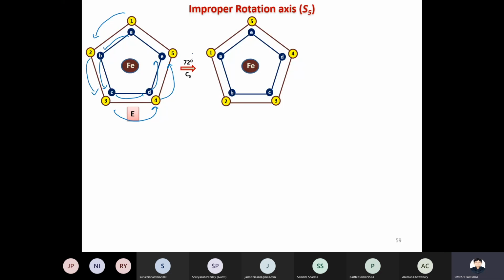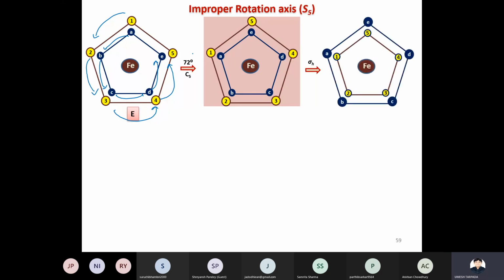And then you can go for reflection. So blue color hydrogens are reflected on back side, and where back side जो है yellow color, that is reflected on front side. So this is called one time S5.